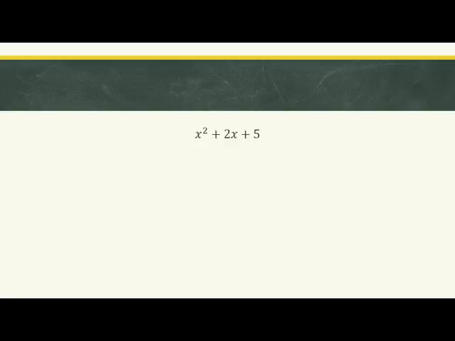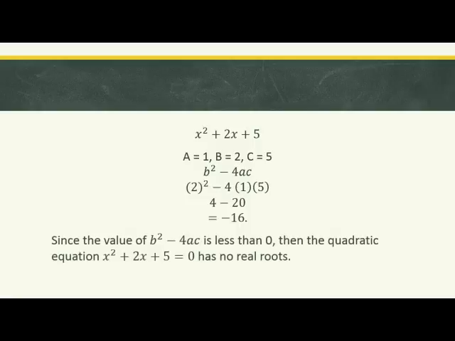In the equation, the values of a, b, and c are 1, 2, and 5 respectively. Use these values to evaluate b squared minus 4ac. After evaluating, you get 4 minus 20, which results in negative 16. Since the value of b squared minus 4ac is less than 0, the quadratic equation x squared plus 2x plus 5 equals 0 has no real roots.